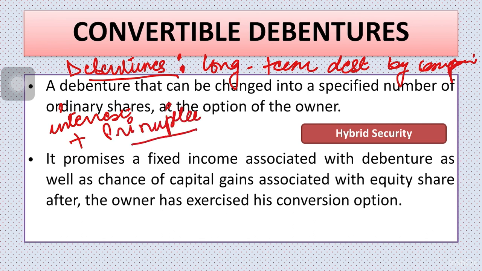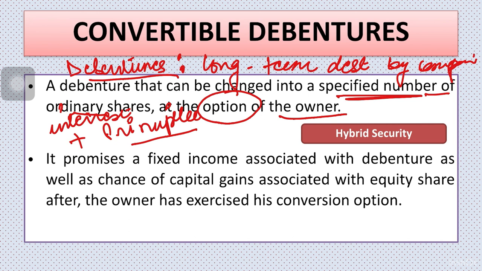So convertible debentures are debentures that, after a specified number of years, can be converted into ordinary shares, say equities, right? After a certain period of time, these can be converted into ordinary shares at the option of the owners. That means owners have the option whether they want to convert it into equity or not.